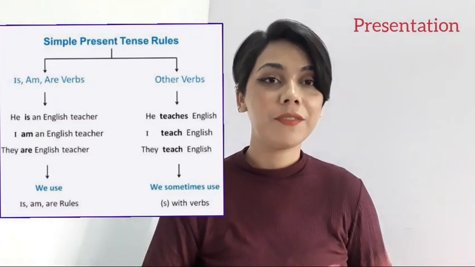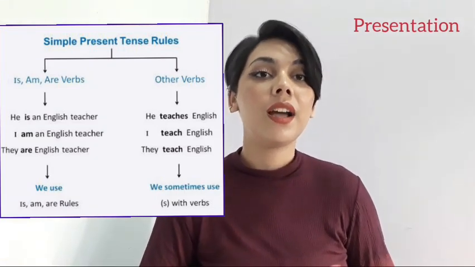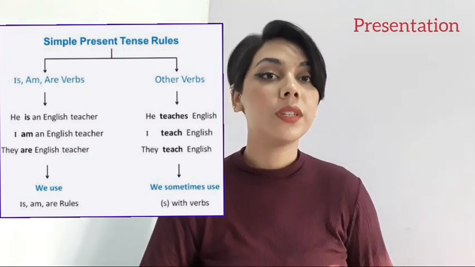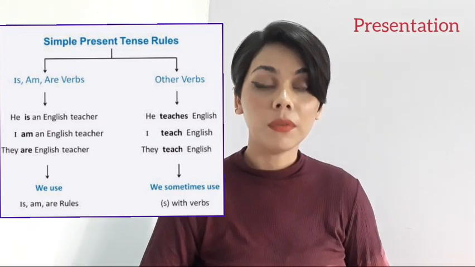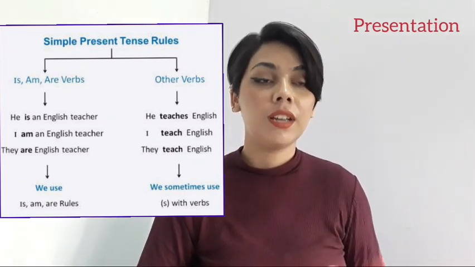Now we are going to see how we can describe the members of our families. For that, we are going to need to review a little bit about simple present tense rules. For example, whenever we have the verb be, we're going to use is if we have the pronouns he, she, or it. For example, when I talk about my mom, I'm going to say my mom is a teacher.